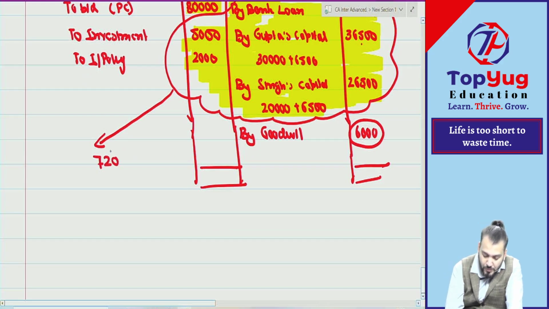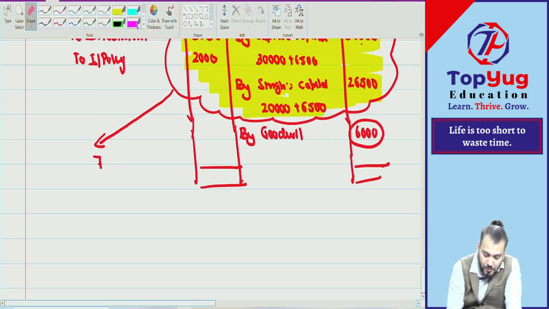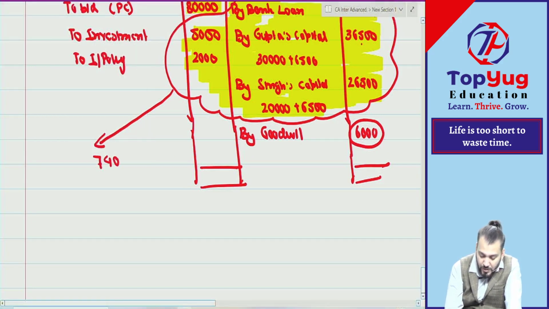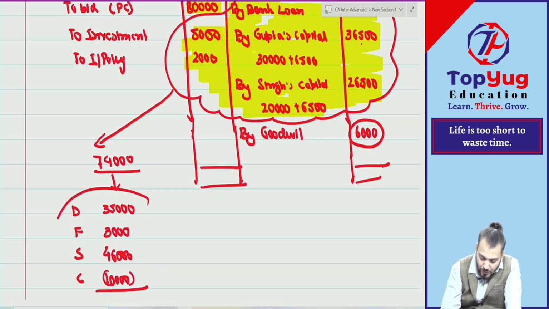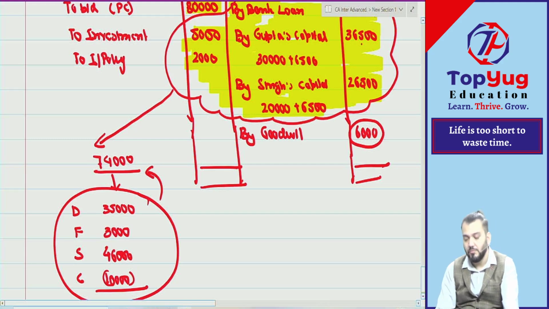74,000. Correct. This is nothing but equal to debtor, how much? 35,000 taken over. Furniture, how much? 3,000 taken over. Then stock, how much? 46,000 taken over. Creditor, how much? 10,000 taken over. How much is it coming? Understood. So we are doing it correctly.